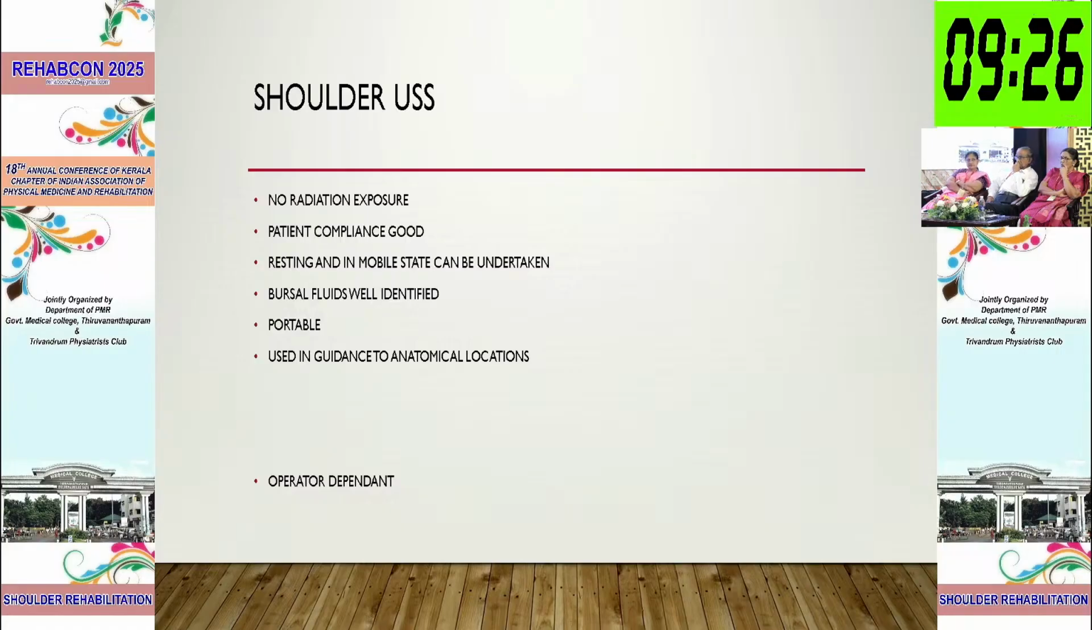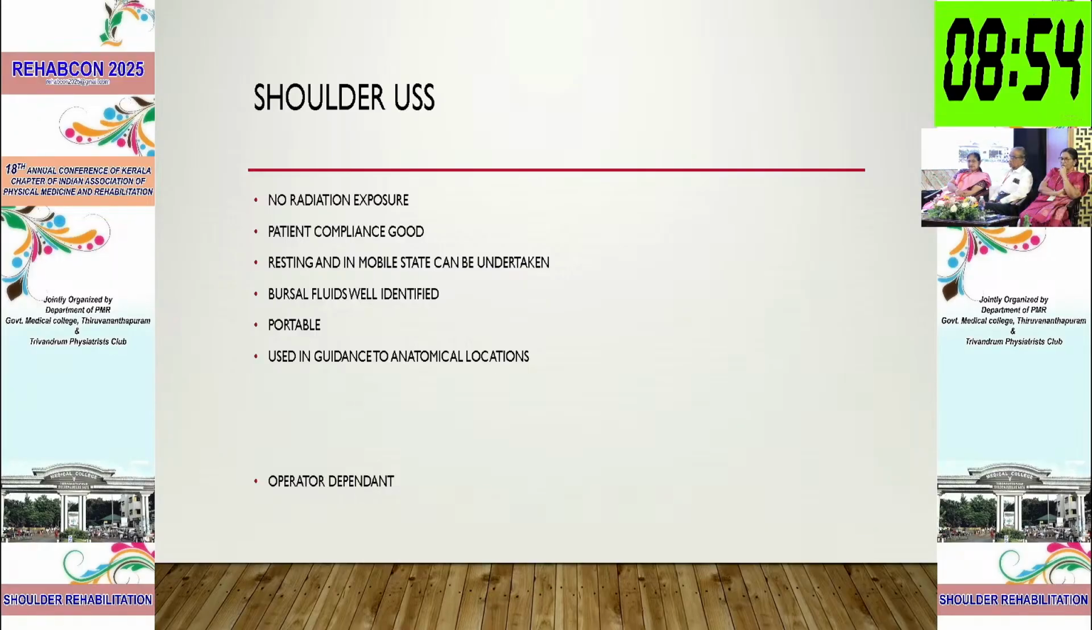Okay, going to shoulder ultrasound. Shoulder ultrasound is something very common nowadays. Now, as you know, there's no radiation exposure. The patient compliance is good for this. Why is patient compliance good? It's not like positioning for an X-ray or positioning for a CT. It's very easy and comfortable for the patient. Then sometimes you can do both resting and moving states.